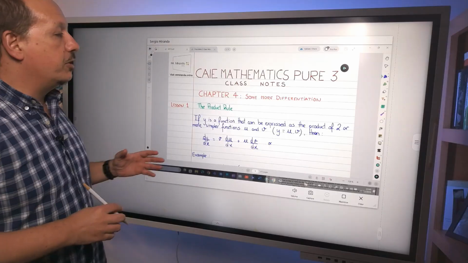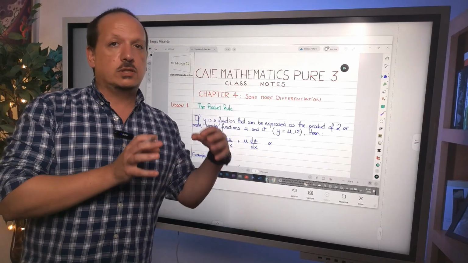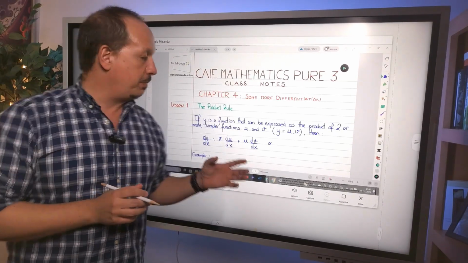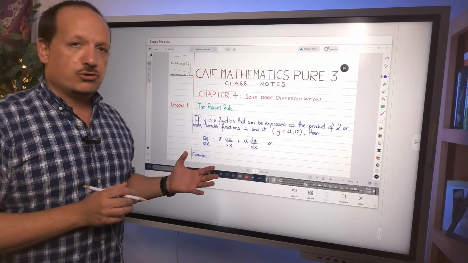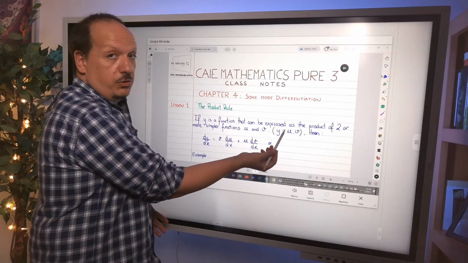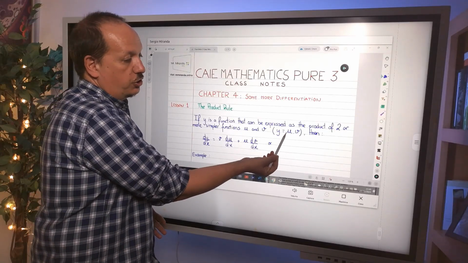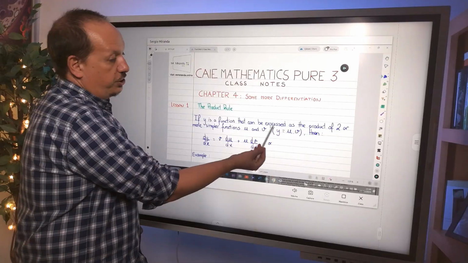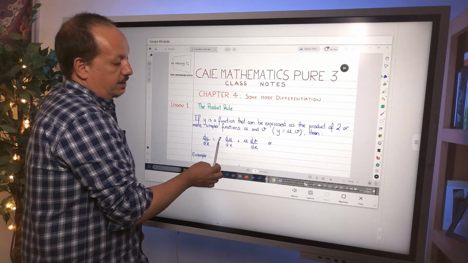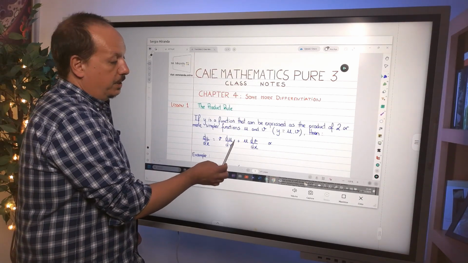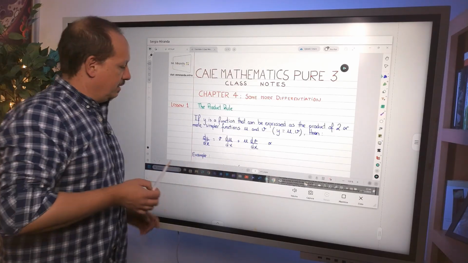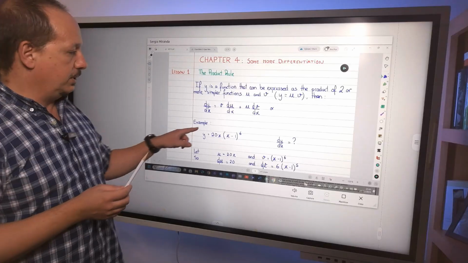So let's say that you have a function that can be expressed as the product of two smaller functions. You will be able to differentiate this by applying this rule over here. It's actually very simple. If you have a function that can be represented as the product of two smaller functions u and v, and you want to differentiate it, what do you do? You just write the second function times the derivative of the first plus the first function times the derivative of the second. This is more easily explained with an example, so let's look at this.